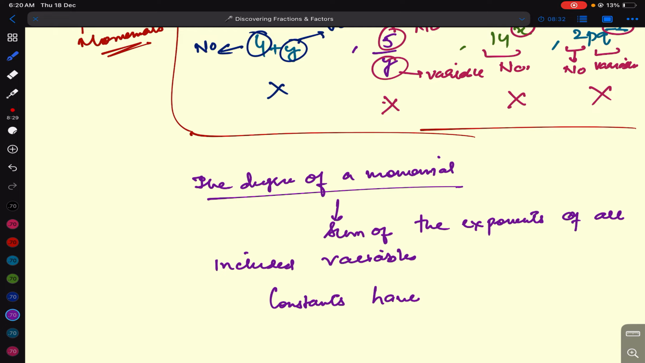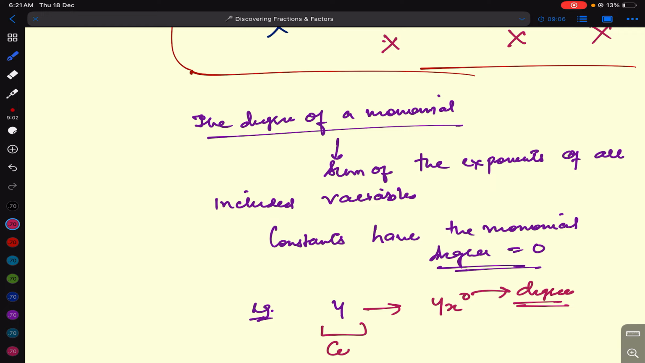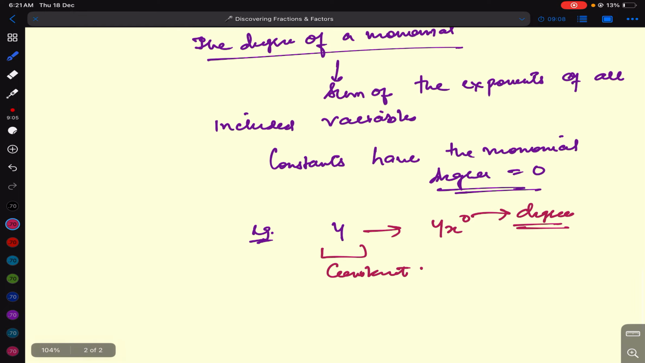So constants, when we take that as a monomial, have the degree of 0. Clear? Why is it 0? Because that is a constant, that is a number, and we don't have a variable. So if it is 1, we treat that as a degree of 0 to a variable. For example, if it is 4, we can write this as 4x to the 0, right? So this becomes your degree in that case. Now this was a constant, correct?